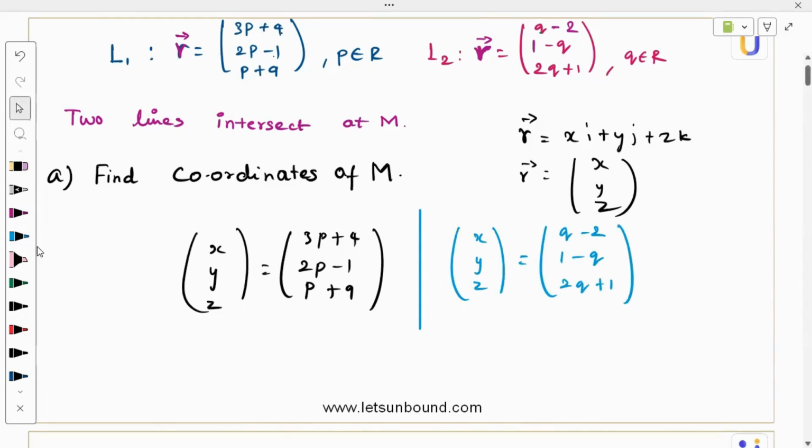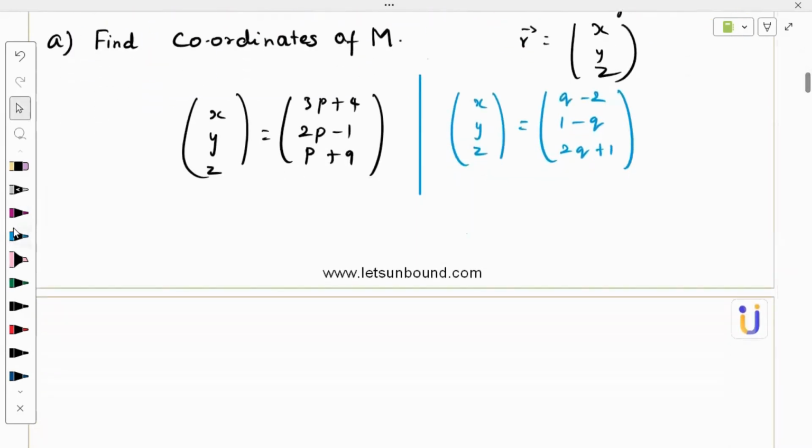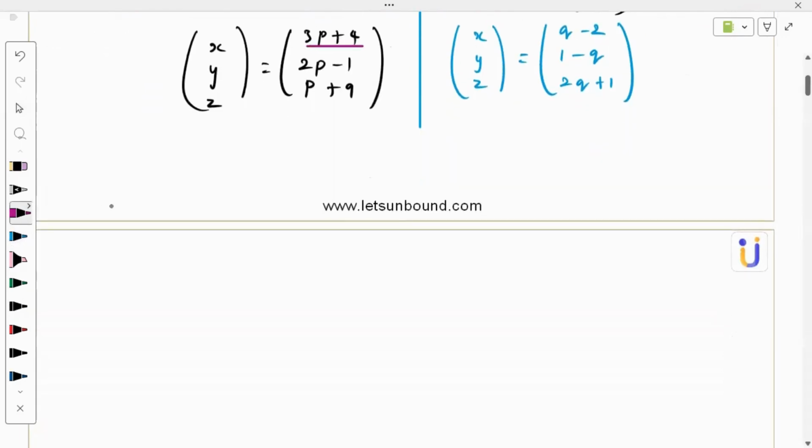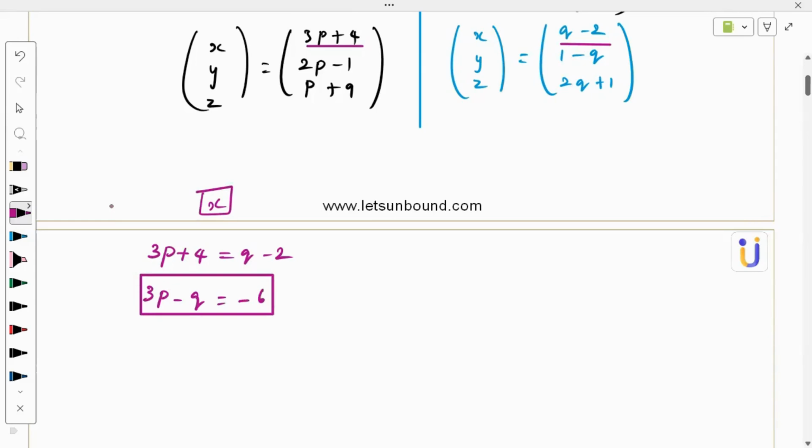Now let's find some equations on x, y, and z. It's quite simple. x is equal to 3p plus 4, and here x is equal to q minus 2. We can just equate them, so 3p plus 4 equals q minus 2. Let's simplify: 3p minus q equals minus 2 minus 4, which is minus 6. I got an equation. I have two variables, p and q, but we will get three different equations, and it is important to use all three.